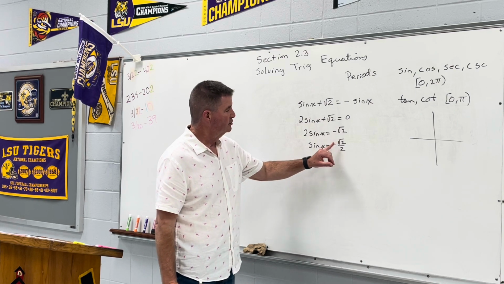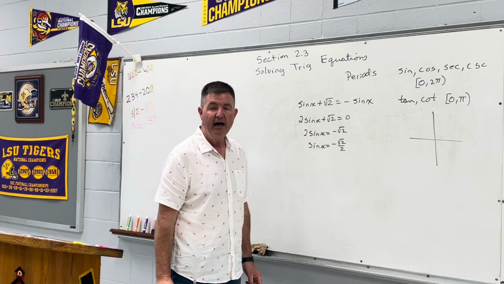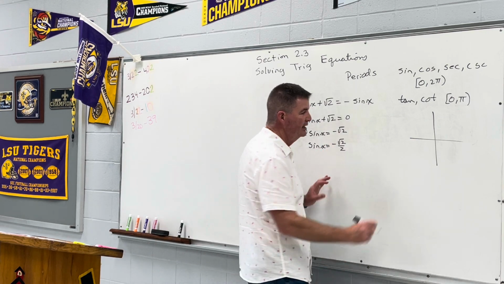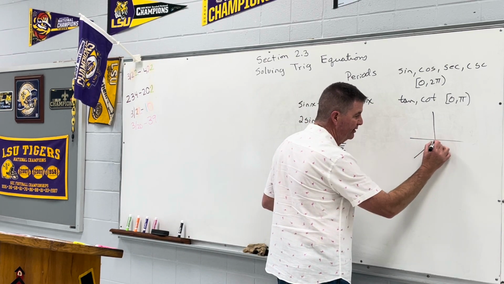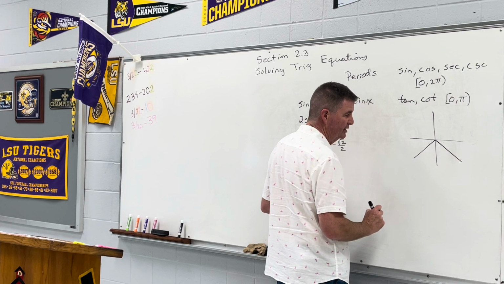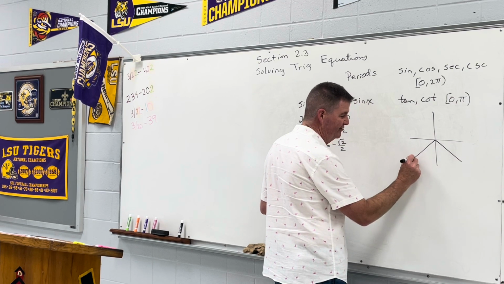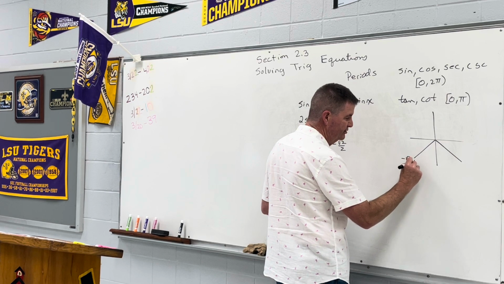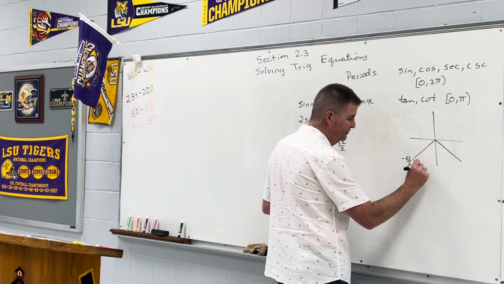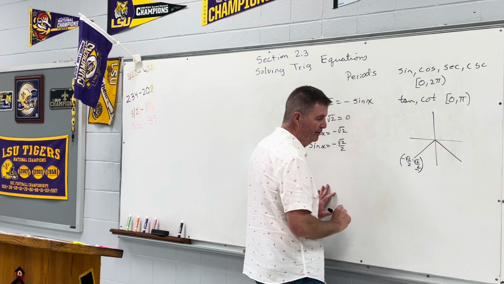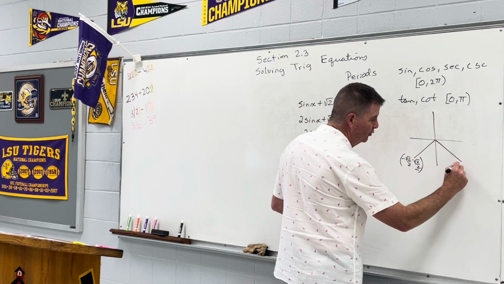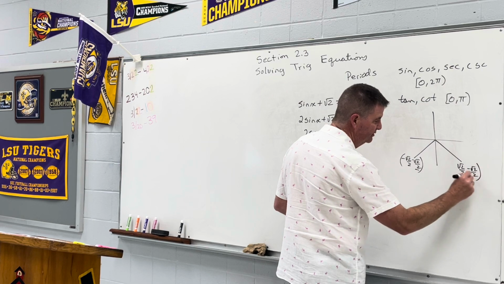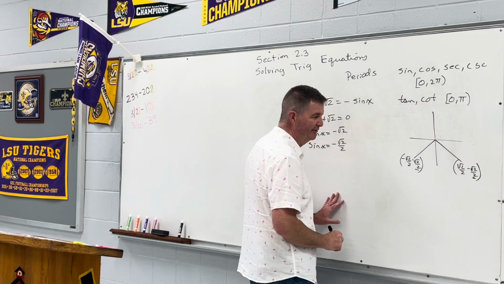I know that square root of 2 over 2 is a pi over 4 angle, and I also know that the sine is negative in the third and fourth quadrants. In the third quadrant, the ordered pair is negative square root of 2 over 2 and negative square root of 2 over 2, the sine being the y value. In the fourth quadrant, it's square root of 2 over 2 and negative square root of 2 over 2.